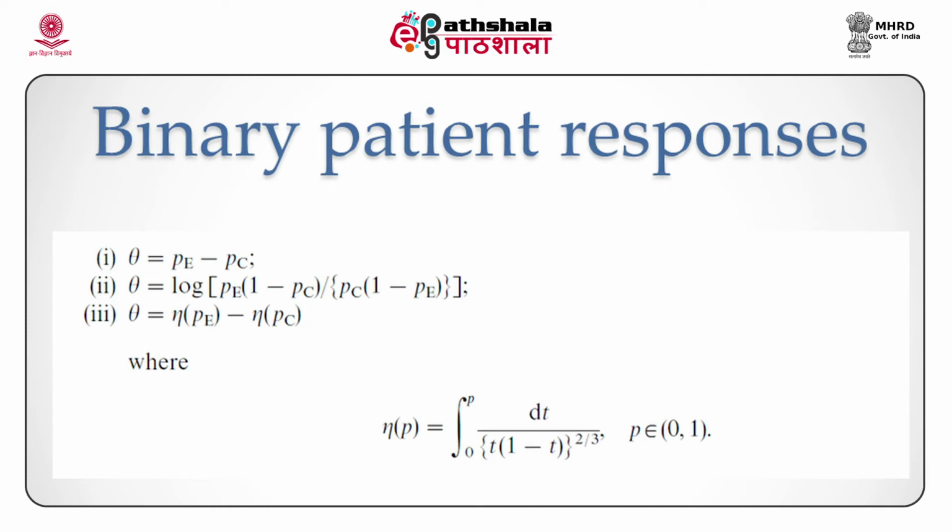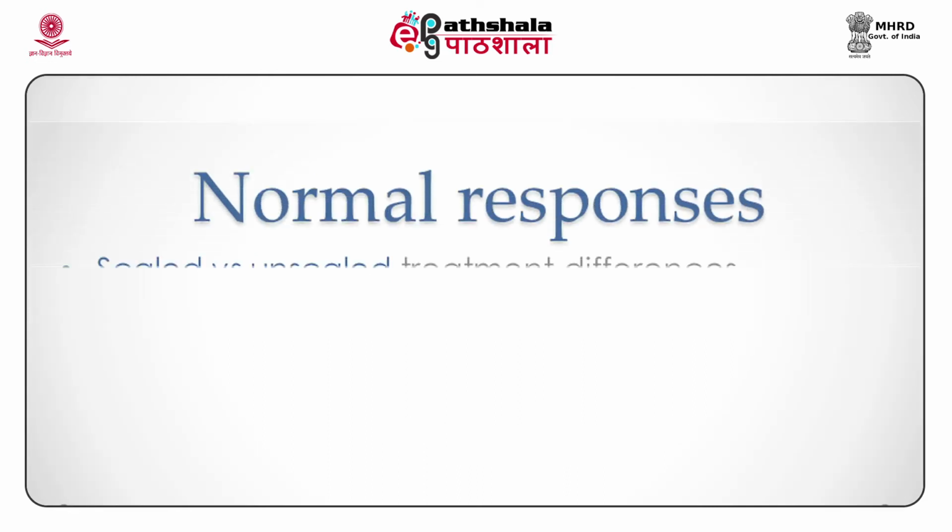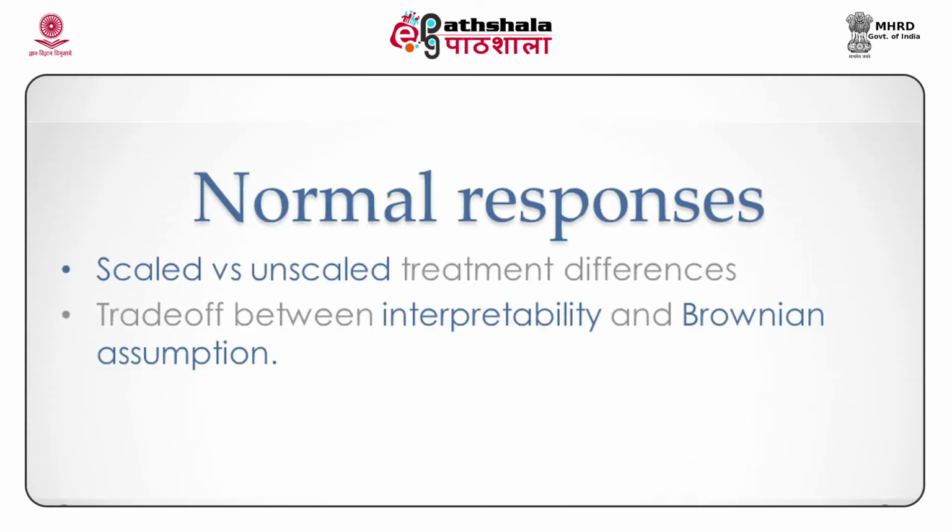Similar differences can also arise in the case of normally distributed random variables. So suppose that the mean response is mu e for patients who have been allocated to E and mu c for those on C. Then, assuming that large responses are good, so that we wish to have mu e larger than mu c, two possible choices are theta equal to mu e minus mu c and theta equal to mu e minus mu c divided by sigma, that is scaled and unscaled treatment differences.